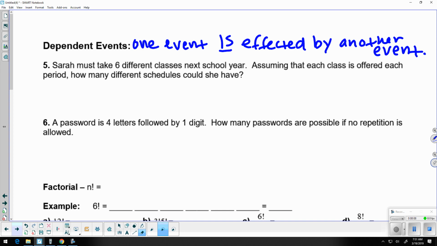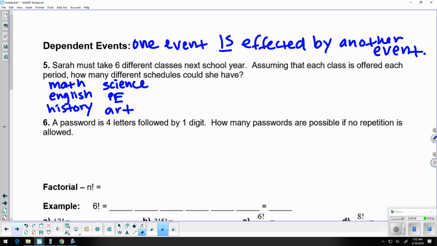So it says that, so here's an example, Sarah's going to take 6 different classes next school year, assuming that each class is offered each period, how many different schedules could she have? So again, she's creating her own schedule, right? So a lot of you are probably going through this right now. She takes 6 classes though at her school. So let's just say as an example, she's going to take a math class next year. She's going to take an English class. We'll just say history, social studies of some sort, probably a science class, maybe PE, and then maybe an art class. Okay, there's the 6 classes she's taking.